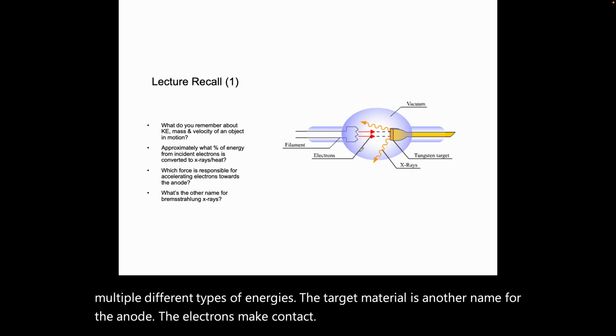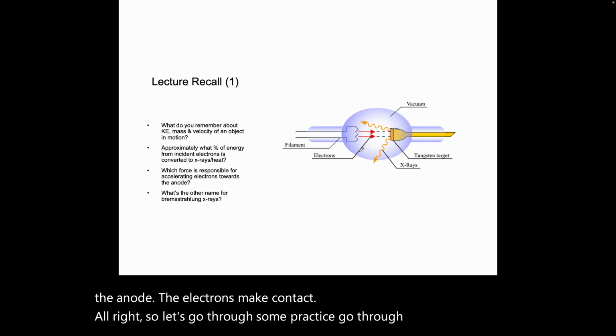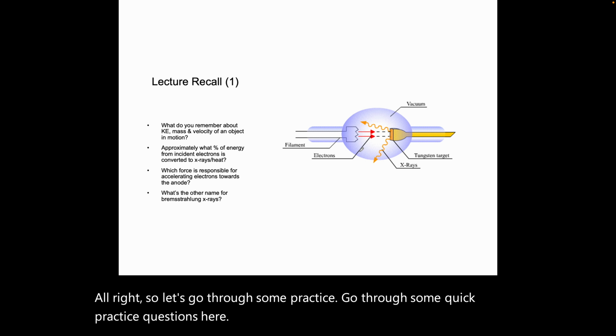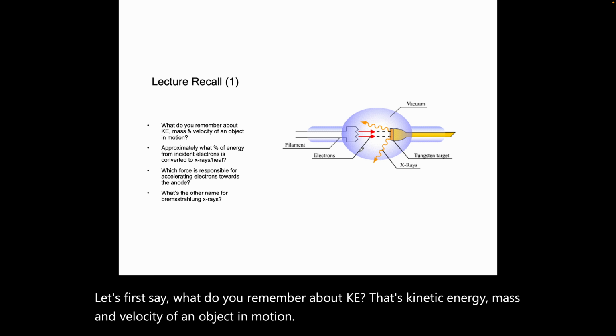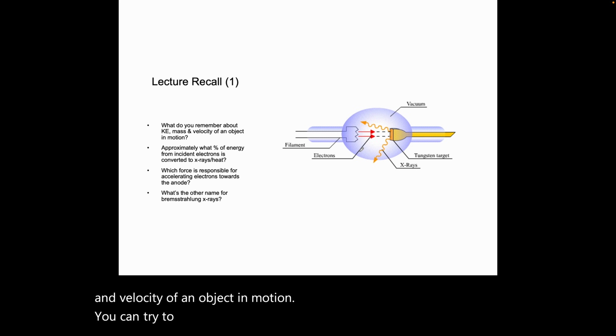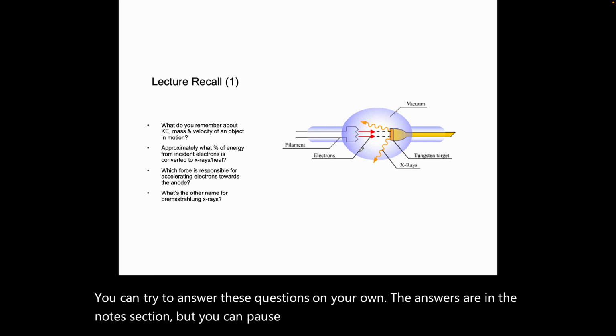All right, so let's go through some practice questions here. Let's first say, what do you remember about KE, that's kinetic energy, mass, and velocity of an object in motion? You can try to answer these questions on your own. The answers are in the notes section, but you can pause here and try to answer them on your own.